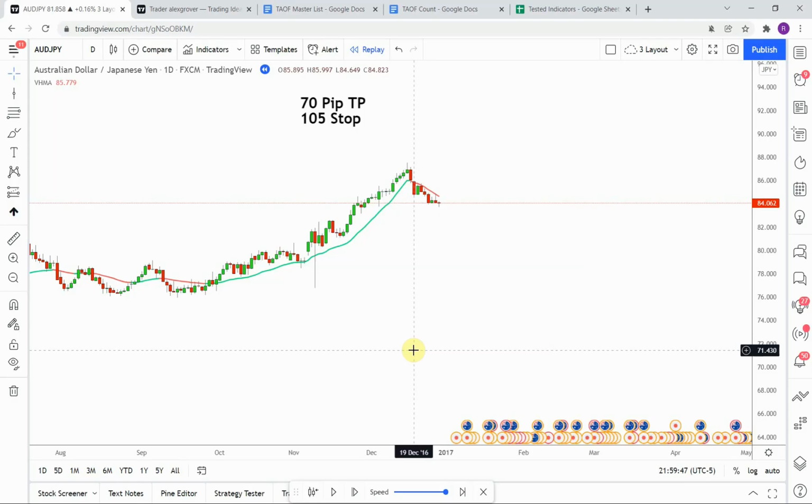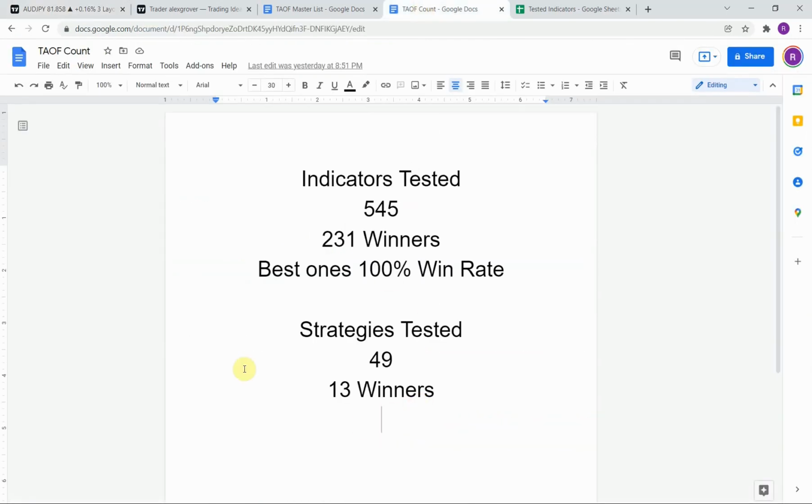Alright, as I said, today we will be testing the vertical horizontal moving average. Before we do though, I wanted to put the testing scoreboard up for everyone to see. So to date, we have tested a total of 49 different strategies, with 13 of them being profitable.